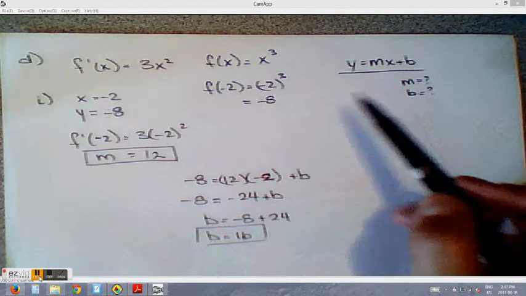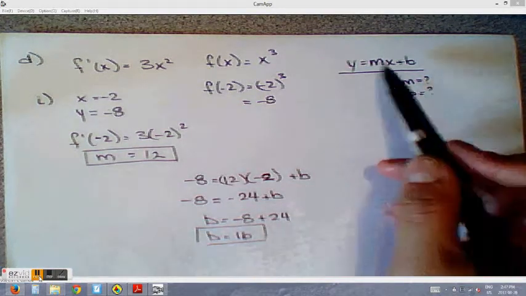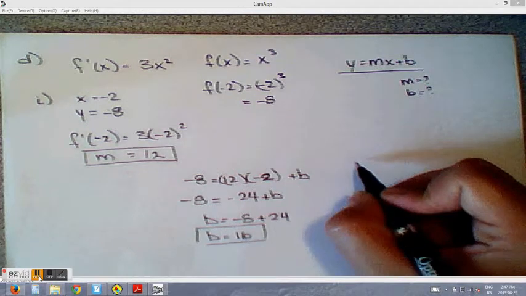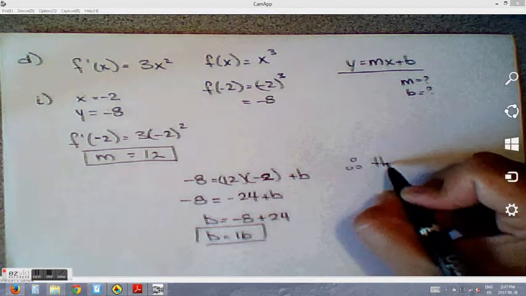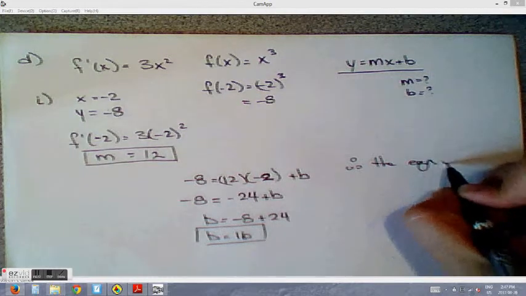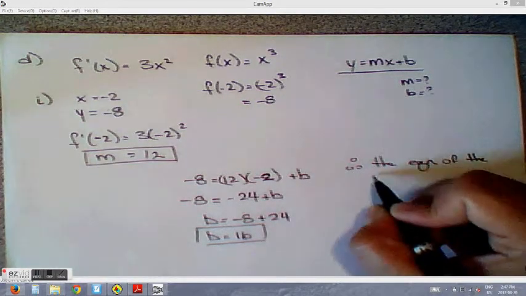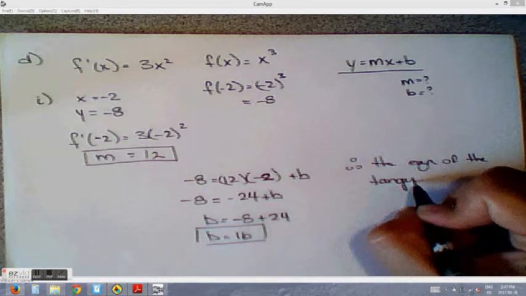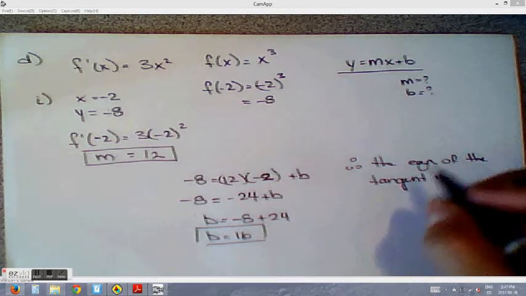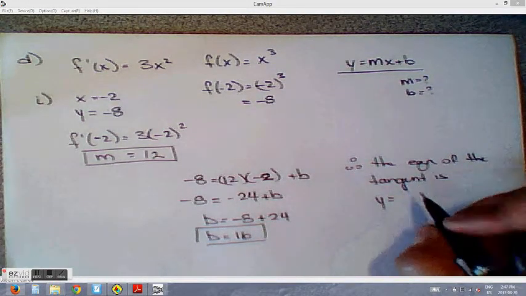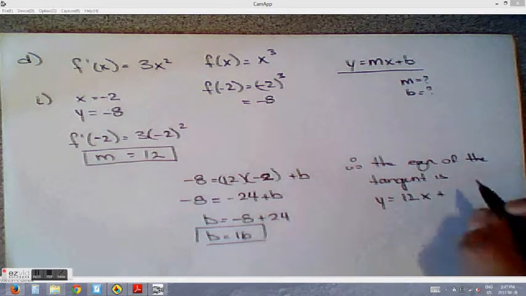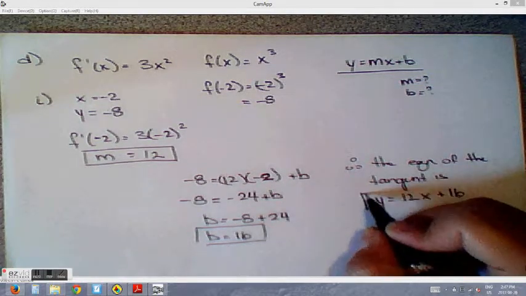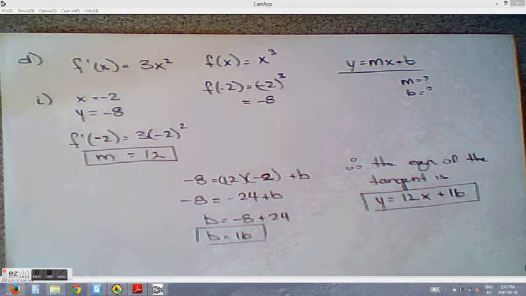So we have the two things that we need in order to come up with the general equation for the line. Therefore, and we always have a therefore statement, the equation of the tangent is y equals 12x plus 16. We always want to give a nice statement at the end as well.